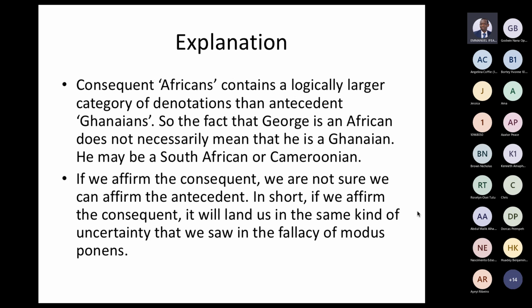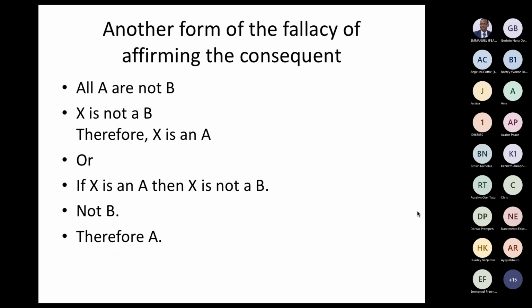The consequent, Africans, contains a logically larger category of denotations than the antecedent, Ghanaians. So the fact that George is an African does not necessarily mean that he's a Ghanaian. He may be a South African or a Cameroonian. If we affirm the consequent, we're not sure we can affirm the antecedent. In short, if we affirm the consequent, it will land us in the same kind of uncertainty that we saw in the fallacy of denying the antecedent. So denying the antecedent and affirming the consequent, both of them are invalid arguments.